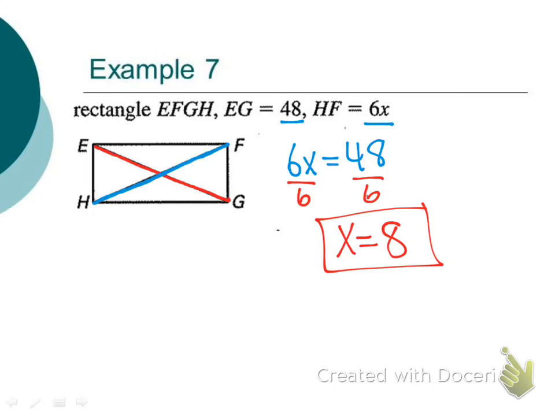So again, these are all special parallelograms. So everything you know that's true about a parallelogram is true for a rhombus, a rectangle, and a square. Rhombus, all the sides are the same. Rectangle, all the angles are 90 degrees. And then a square has both. So all the sides are the same and all the angles are 90 degrees.